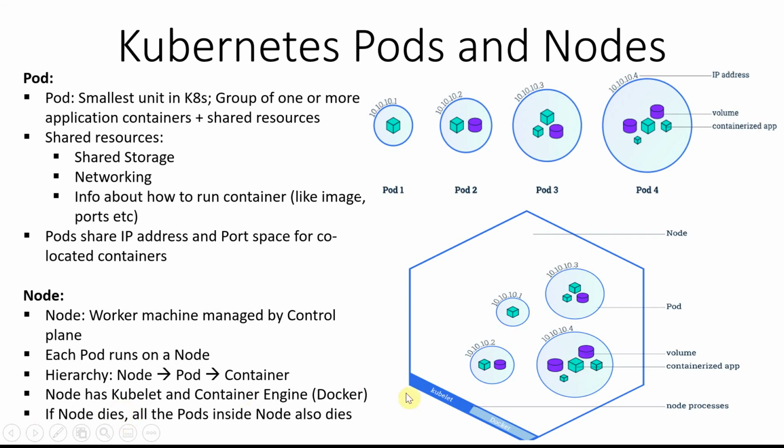And a node has two components which are initially available inside it, which is a kubelet and a container engine. The container engine is Docker here, and Docker is most commonly used. But if you want to use any other component apart from Docker, you can use that as well. But each node should have the respective container engine. For example, you can also use CRI-O if you want to use that instead of Docker.